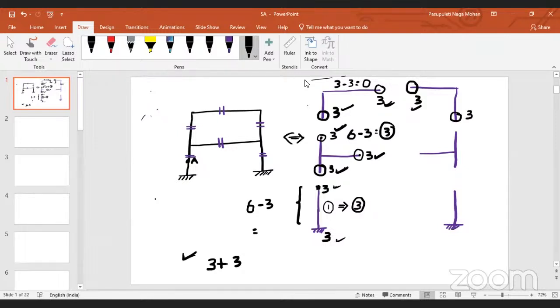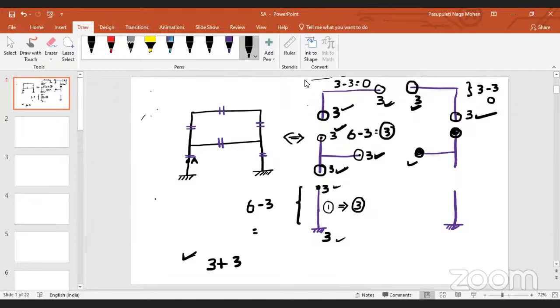Now again apply equilibrium equations here. How many unknowns are there? 3. How many equilibrium equations? 3. Now the remaining indeterminacy is 0. That means if this 3 is known, this is also known. If this 3 is known, I know this 3 too. Right? Now come to here. If this 3 is known, I know this 3 too.